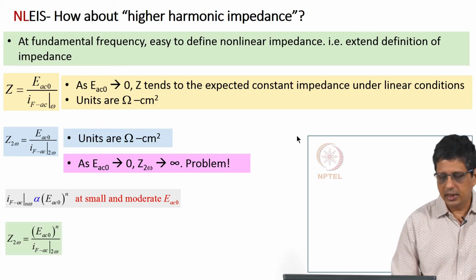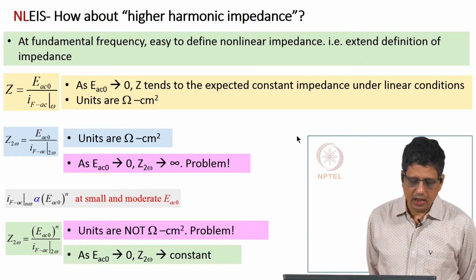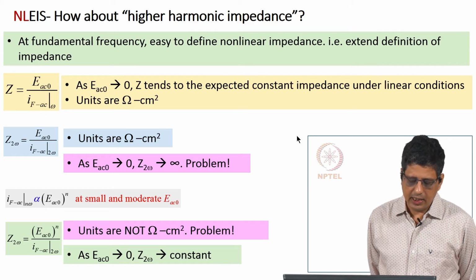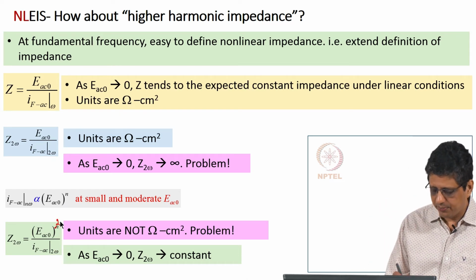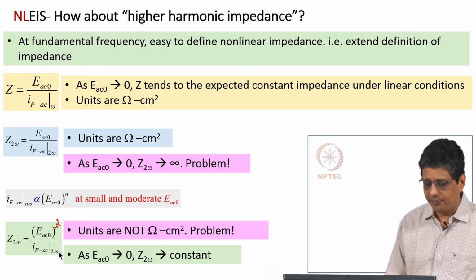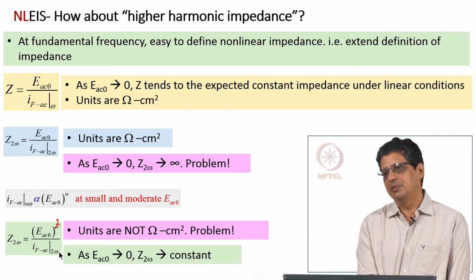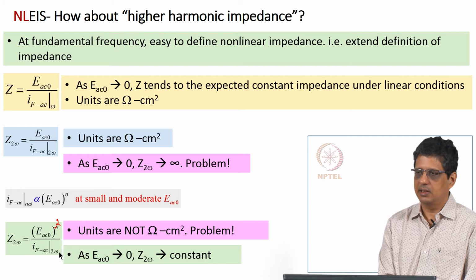I can come up with another definition, that is to say impedance at higher harmonics or nth harmonic can be EAC 0 power n divided by IAC at n omega. In this case, I should write it as EAC 0 power n by n omega, and that is going to be Z n omega. The problem is the units are not ohm centimeter square; the units will depend on what harmonic we are using. So, neither of them is very pleasant.